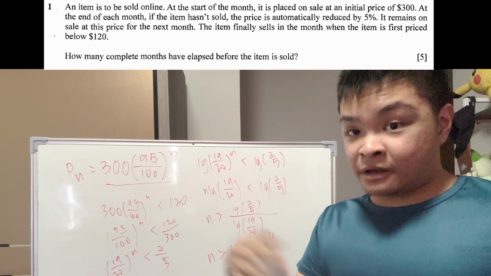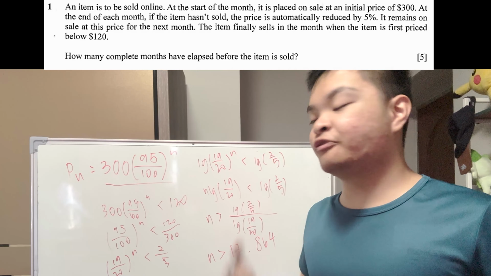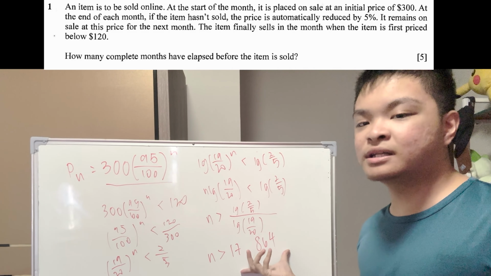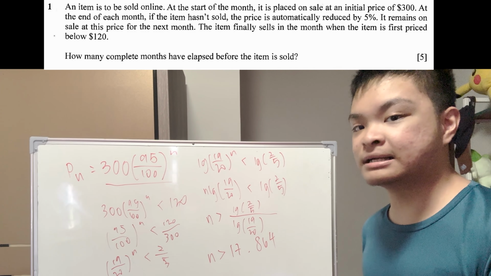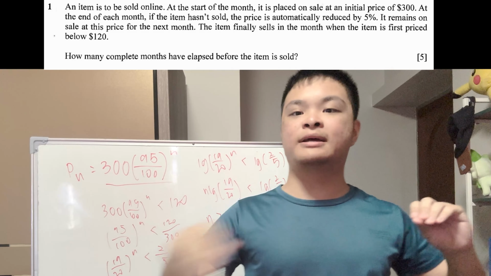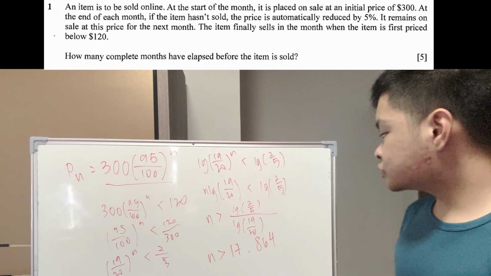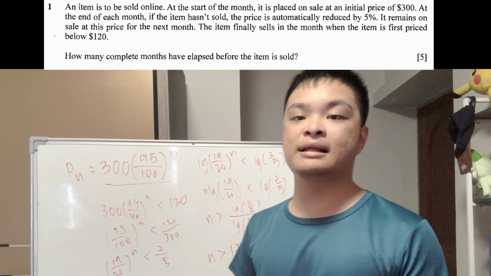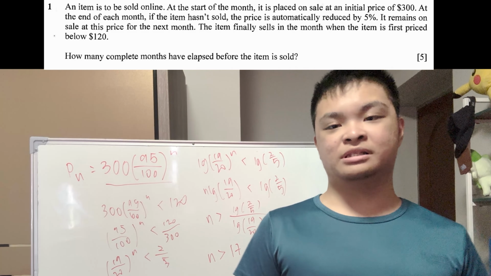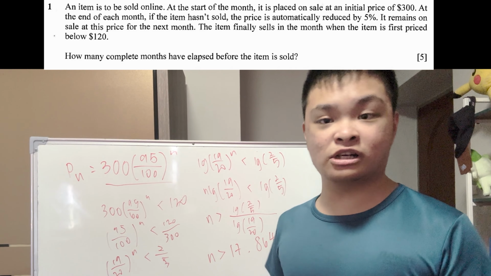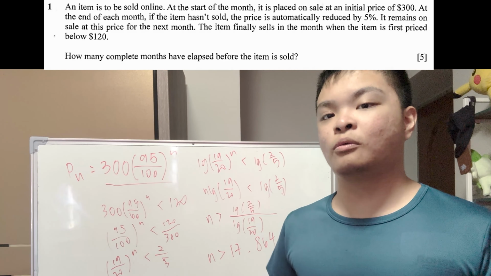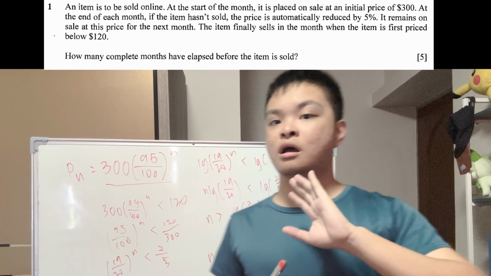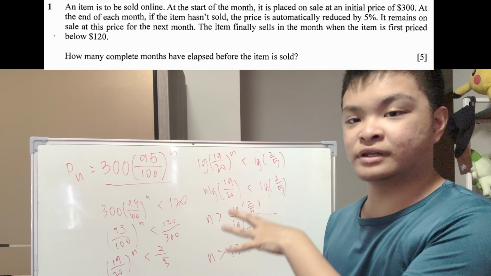So the period of time where the price of the item falls below $120 is when about 17.864 months have passed, and from then on, the price never comes back up. So what's the answer? The question is how many complete months have passed before the item is sold. Note how the question did not ask how many months have passed or what is the month that the item is sold. How many months have passed from the start so that the item is sold? If that were the question, the answer would be 17, I think.